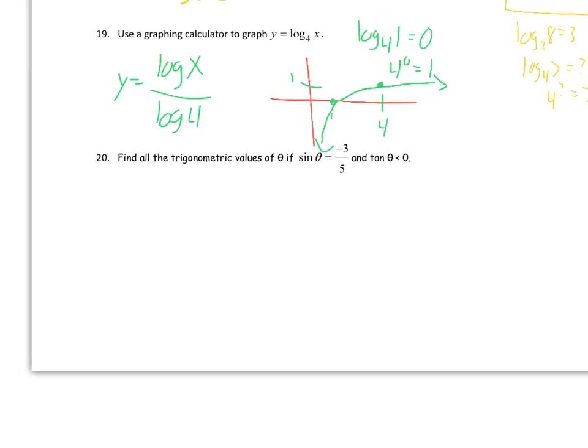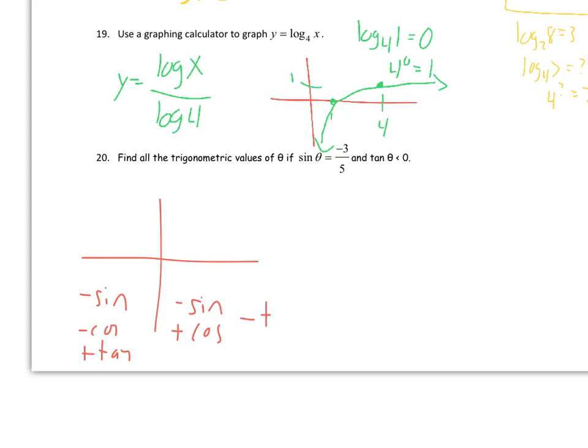All right, and then number 20: find all the trig values if sine of theta equals negative 3/5 and tangent of theta is negative. Remember, sine is negative in two different places. Sine is your y value, which is negative here and negative there. But tangent being less than 0 only occurs in one of those two quadrants. Remember, tangent is sine divided by cosine. In quadrant 3, cosine is also negative, which means tangent is positive. And then here, cosine is positive, which means tangent is negative. So we're looking in quadrant 4 for this problem.